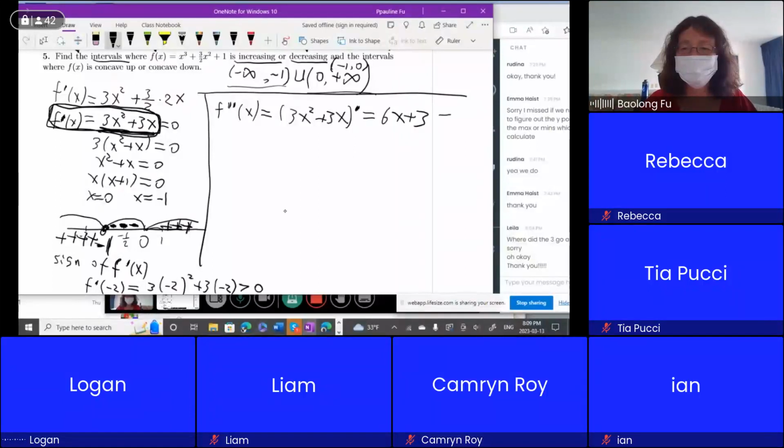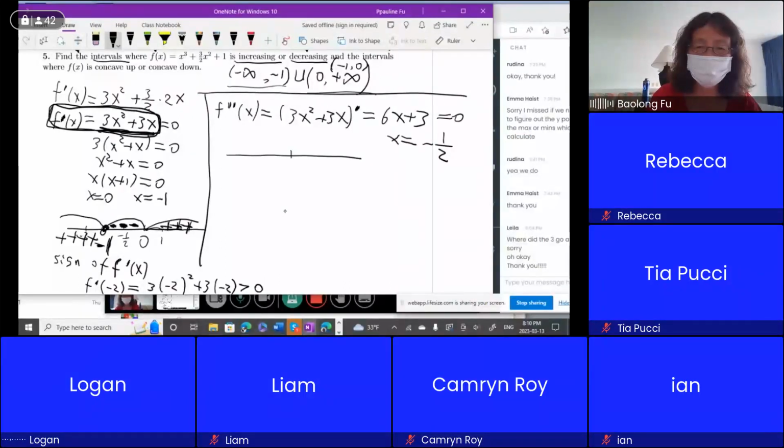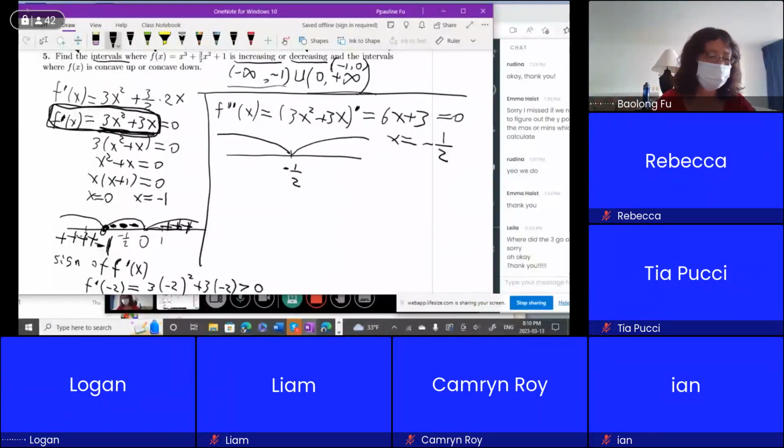Let the second derivative equal 0, you get x equal to -1/2. Once you get x equal to -1/2, it divides the real numbers into two parts. One is from negative infinity to -1/2. The other is from -1/2 to positive infinity. So now let's check the sign.